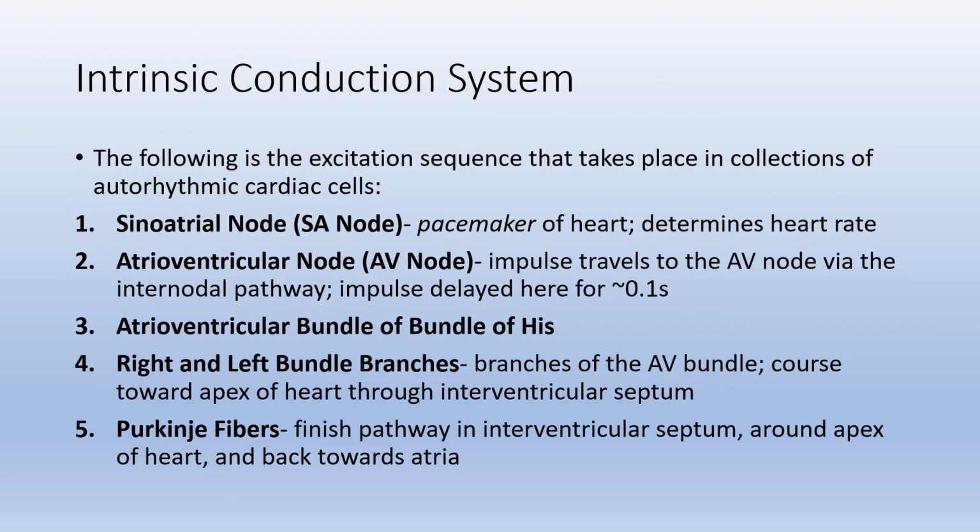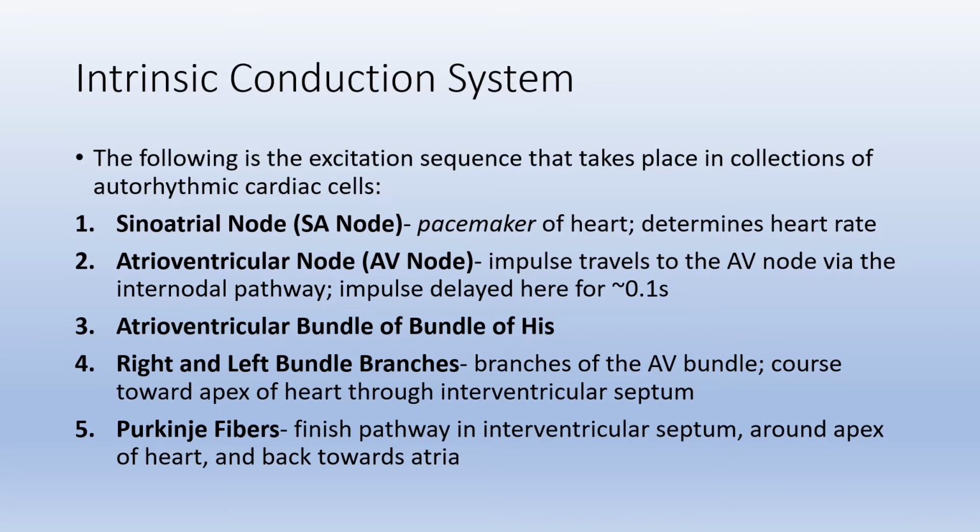These nodes and fibers containing the pacemaker cells aren't just randomly placed throughout the heart. We like to organize them throughout this system, and you have to know the organization and the order in which they occur. Listed 1 through 5 are the structures, nodes, or fibers through which the excitation moves, or the sequence.